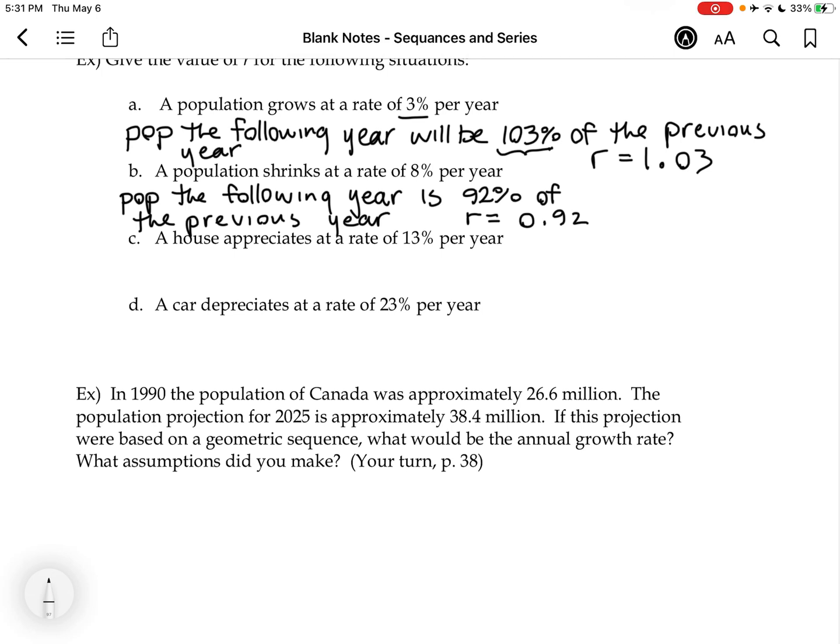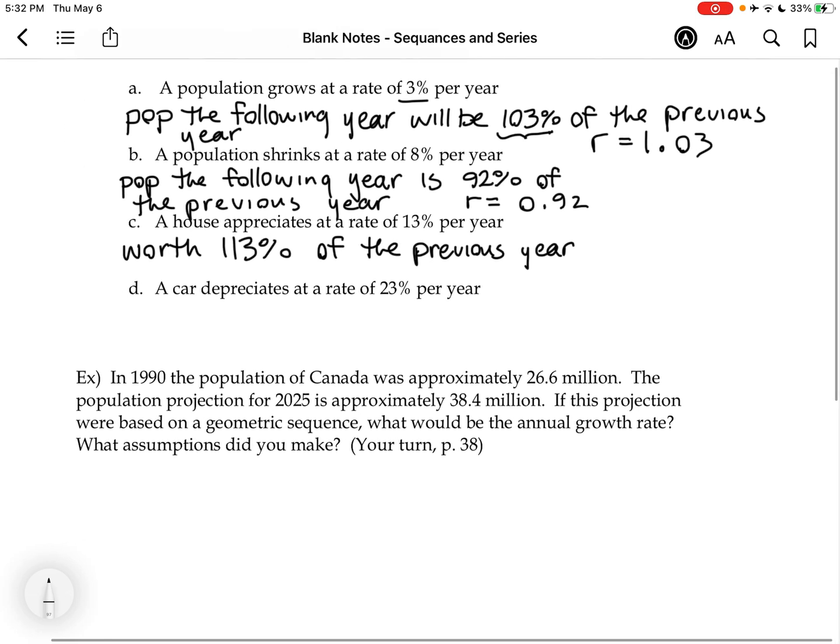Okay, a house appreciates at a rate of 13% per year. Well, that means that it's gaining in value, right? So how much is it worth the following year? It's still worth what you paid for it, but then it's going to gain an extra 13%. Well, what you paid for it is the original 100%. So the following year, it's worth 113% of the previous year. Okay, well, that's going to correspond to an R value of 1.13.